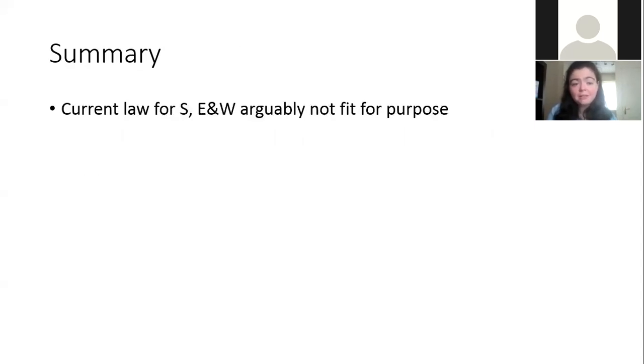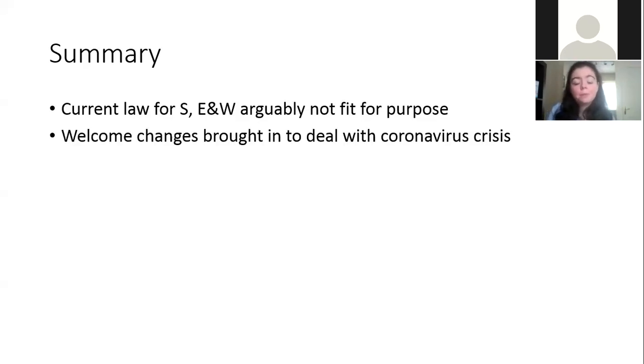in my opinion, current law for Scotland, England and Wales is not fit for purpose. It's not in line with current morals, it's not in line with current attitudes, and it is unnecessarily restrictive and actually prevents some people accessing services. Not fit for purpose, in my opinion. But we have seen some welcome changes brought in to deal with the coronavirus crisis, and there is, as we've seen from just this week, hope for continuation going forward.